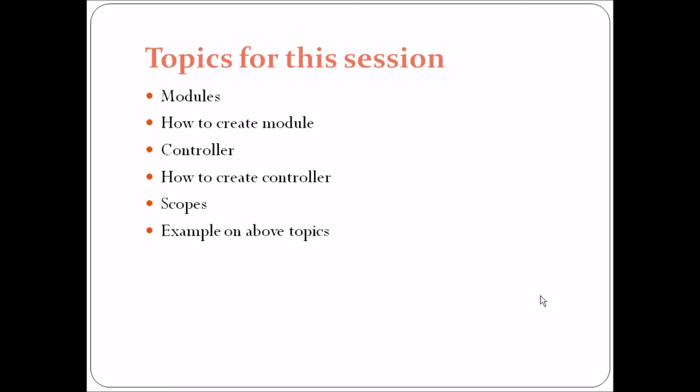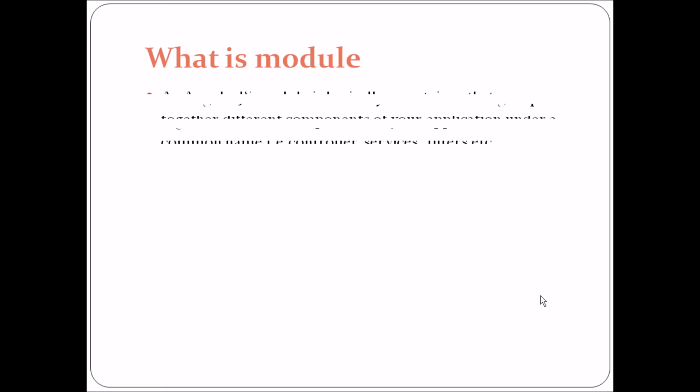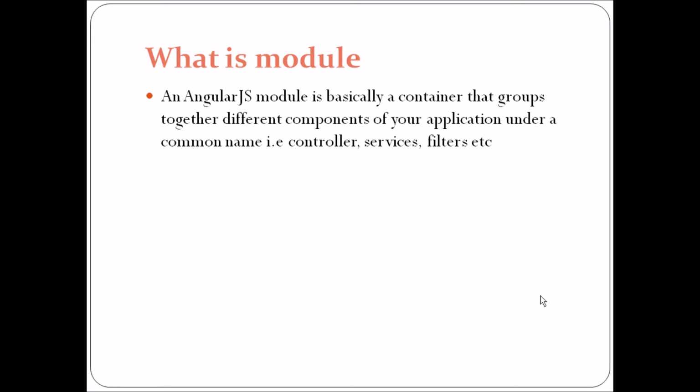Then we'll go for controller and we'll see how we can create a controller. In a later part we'll see scopes and then one example on all these topics. So what is a module? An AngularJS module is basically a container that groups together different components of your application under a common name, that is controller, service, filters, directive, etc.